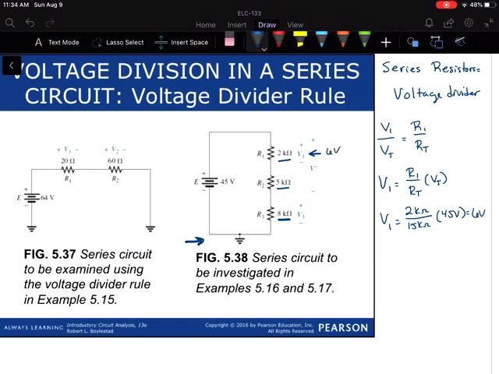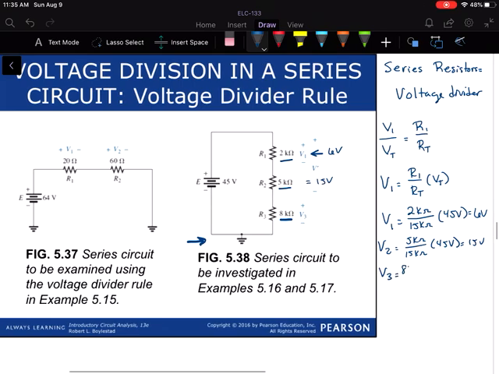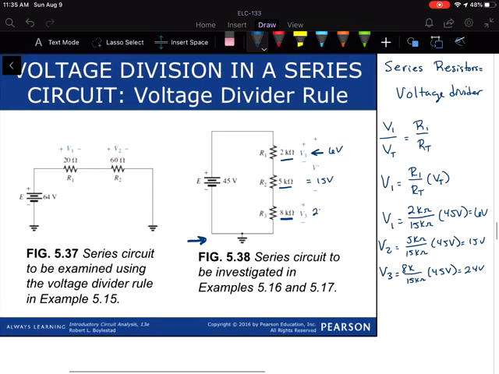Okay, so 6 volts here. V2 would be 5K over 15K, or about a third of the 45 volts, which should be 15 volts. And then V3 would be 8K over the 15K times 45, which should be whatever voltage is remaining. It looks like 24 volts there. Now in this particular problem, I'm going to write this over here, 6 volts, 15 volts, 24 volts.